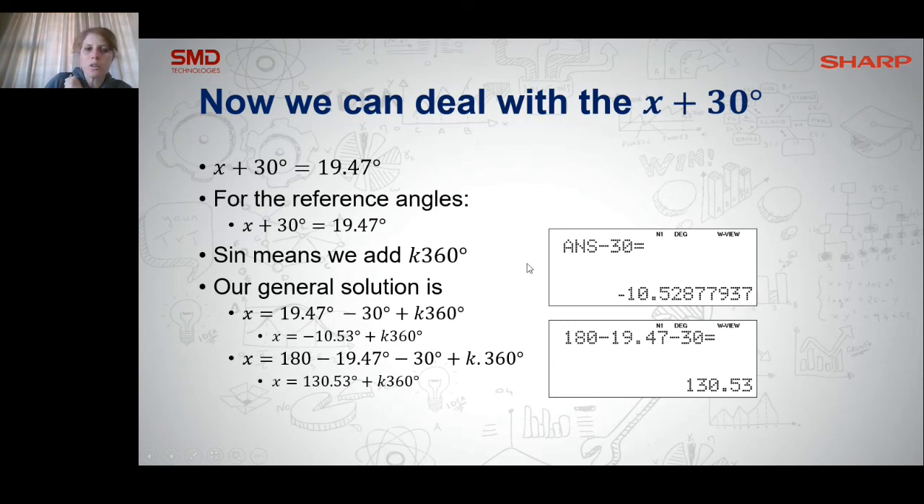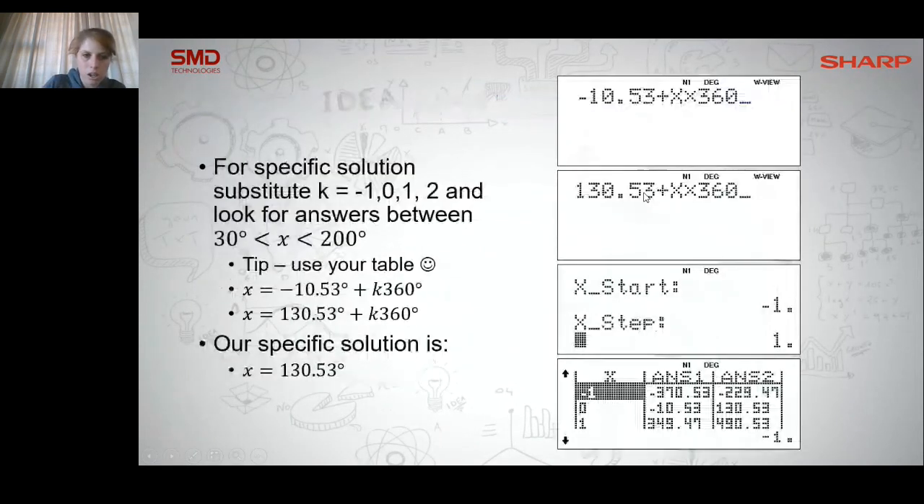Then from our second quadrant, we have 180 minus 19 degrees minus our 30, which we brought across, plus K360. And this gives us 2 general solutions, okay? Because if we think about the graph, if we drew a line through it, it would hit that graph twice in a certain period, in a 360-degree period, okay?